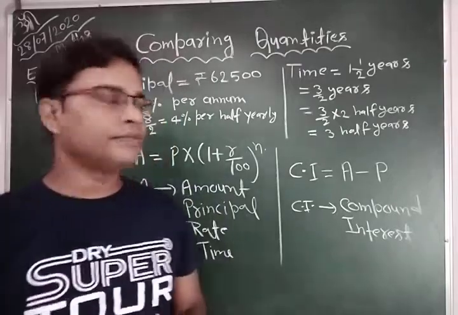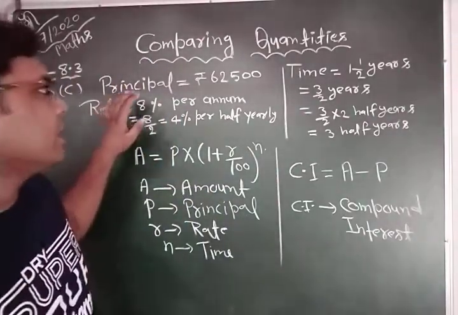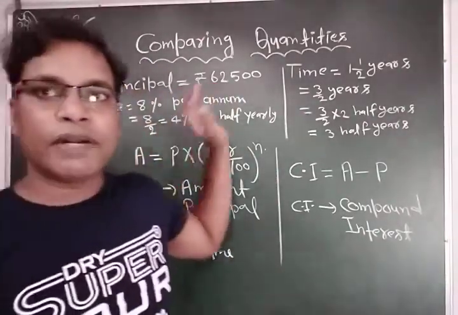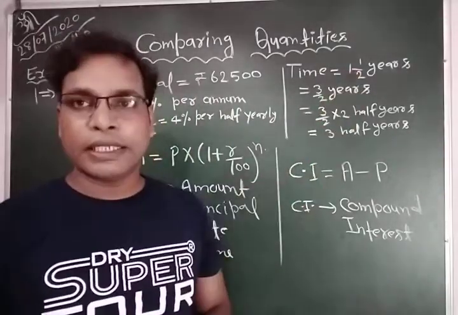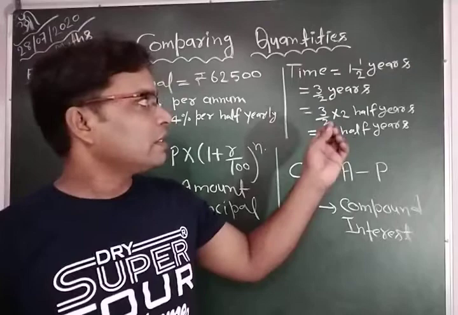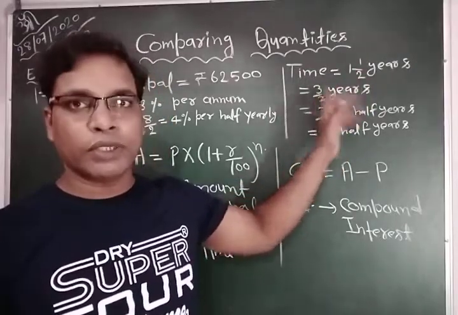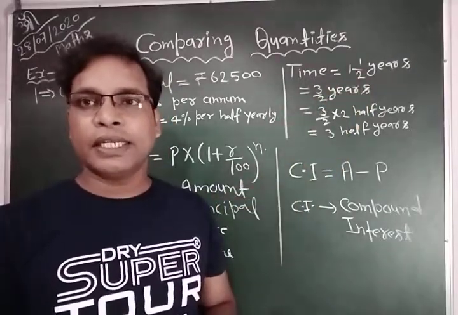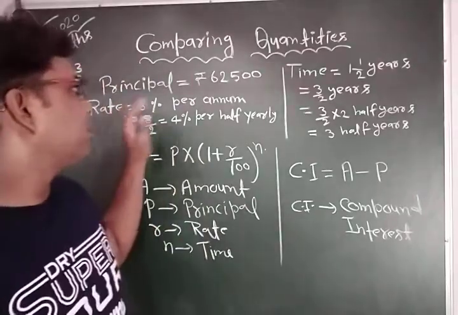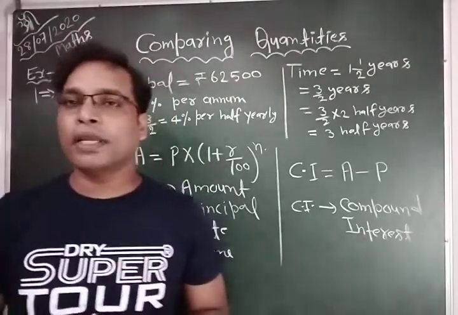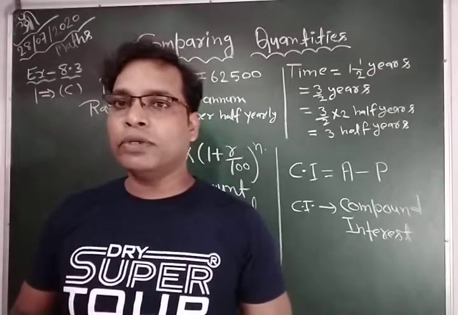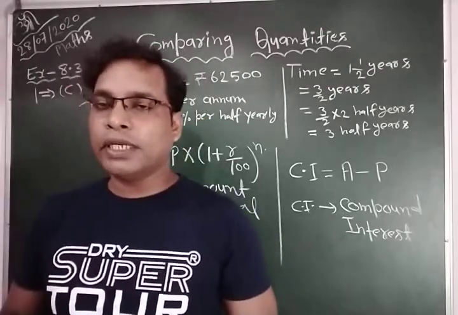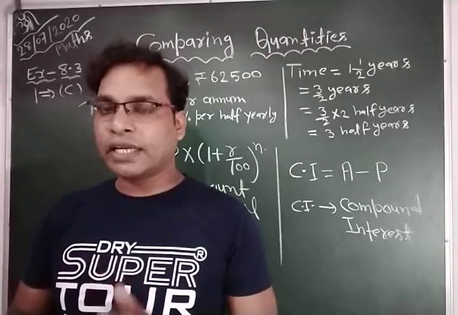In C part, the given principal is 62,500 rupees, and time is 1.5 years. 1.5 years we can write as 3/2 years. The rate is given as 8% per annum. But the question asks to find the amount and compound interest half yearly.